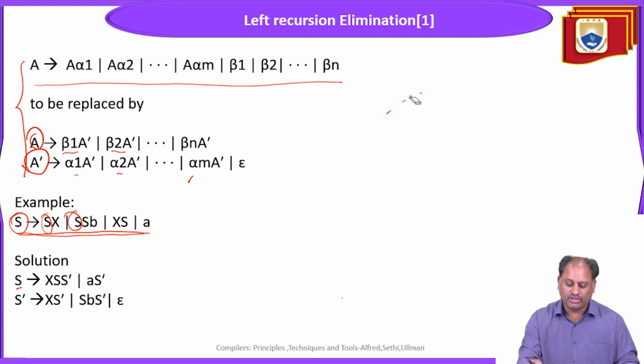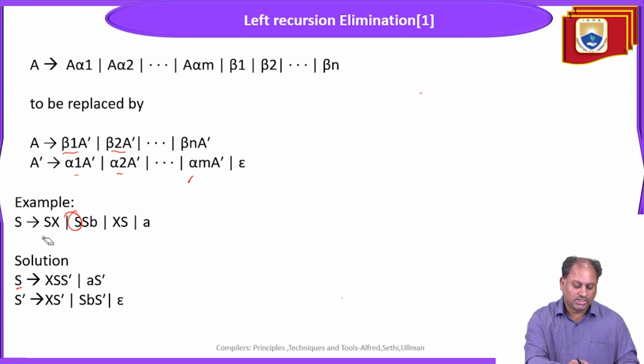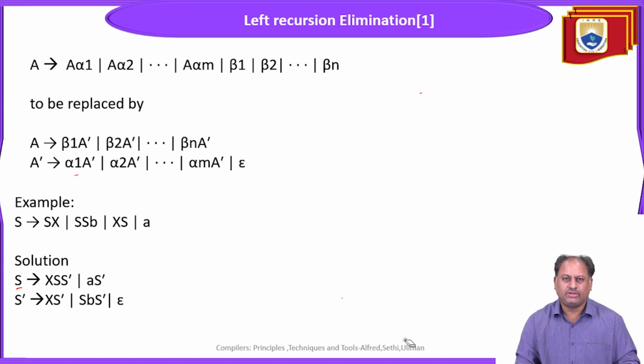So that is simply by applying the syntax of the format, such as A derives beta 1 A dash, A derives beta 2 A dash, and so on, beta n A dash, and A dash derives alpha 1 A dash, alpha 2 A dash, and A dash epsilon. So here in the previous example video we discussed left recursion, where it contains only a limited number of steps, where there is repetition of the cases where several A derives alpha 1, then we are going to implement this process.